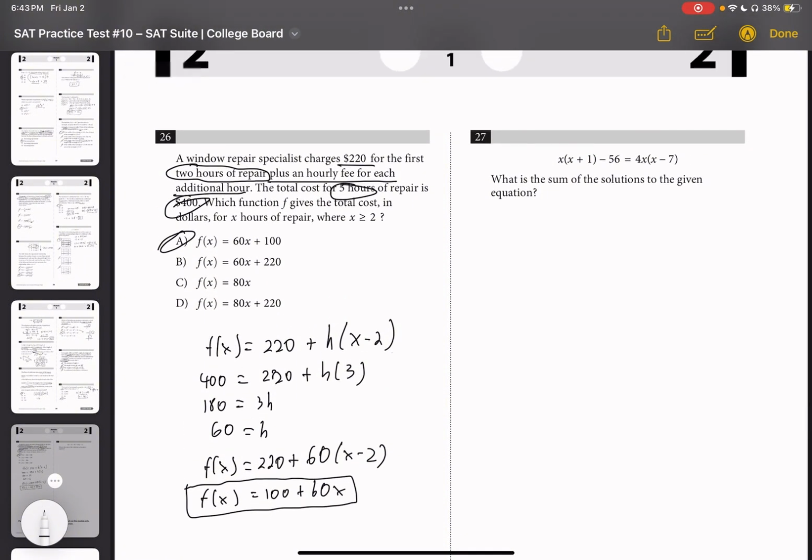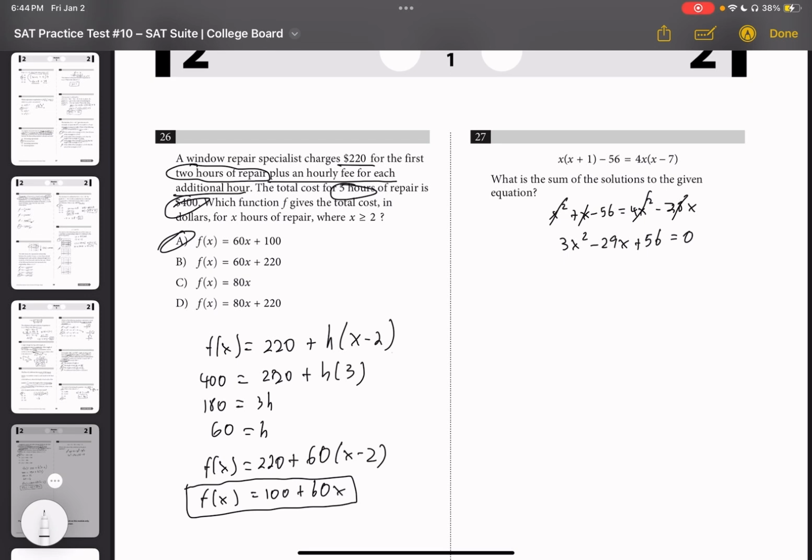Question 27, what is the sum of the solutions to the given equation? Okay, well, let's try and simplify first. So on the left side, we have x squared plus x minus 56 is equal to 4x squared minus 28x. Now we're going to move everything to the right side, so our first number is positive, making it a little easier. I'm just going to write it over here so we have space. So we have 3x squared minus 28x minus x, so minus 29x plus 56 is equal to 0.